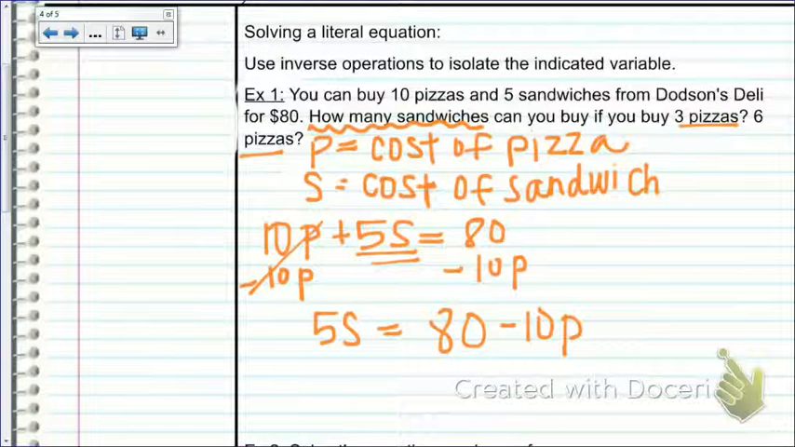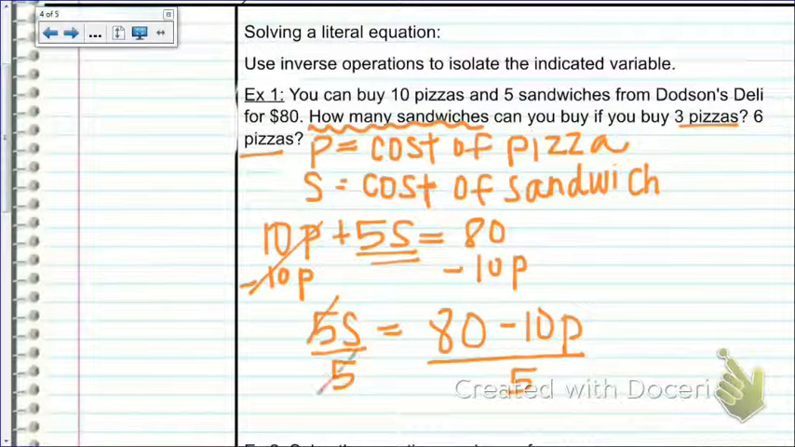Have I isolated s? No. I have 5 times s. So what can I do to get the s by itself? Now we divide by 5. So divide both sides by 5. And we get s equals.